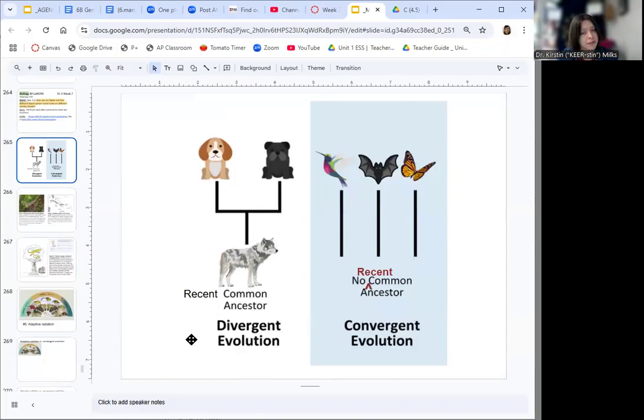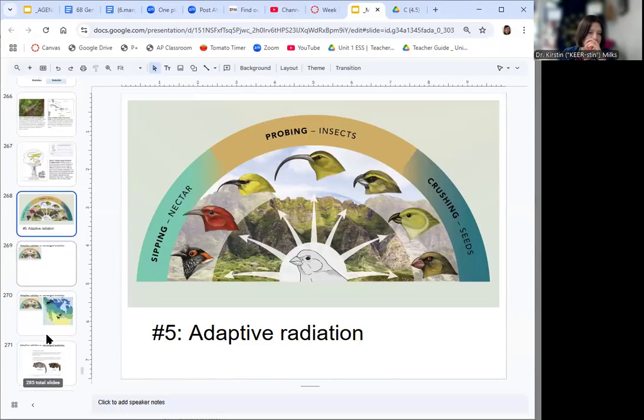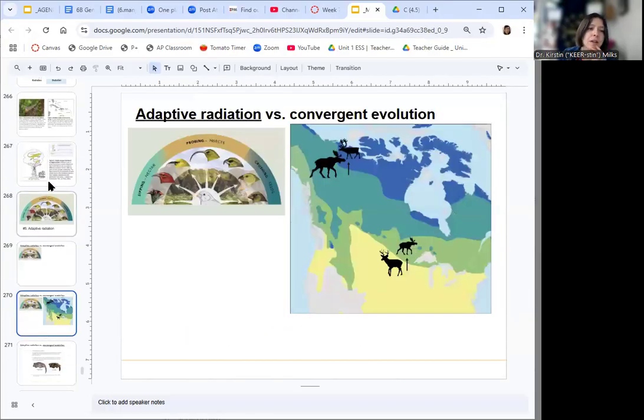So it's either this, where one shows up and makes these types and then they spread away, or is it the other one? So that's what we're going to think about today. Is it adaptive radiation or is it convergent evolution?